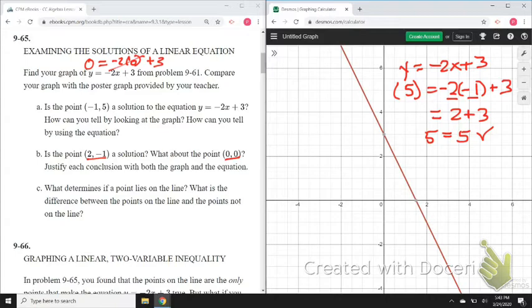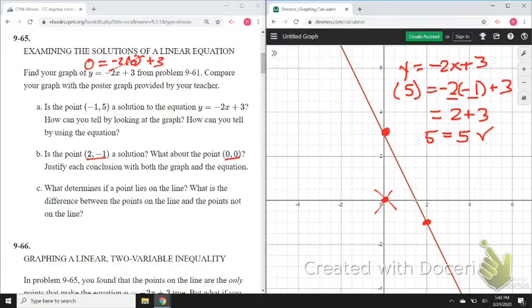And part C says, what determines if a point lies on the line? What is the difference between the points on the line and the points not on the line? Well, the point not on the line is 0, 0. It is not a solution. Points that are on the line are 2, negative 1. It is a solution. 0, 3. It is a solution. If it's on the line, it's a solution. If it's not on the line, it's not a solution.